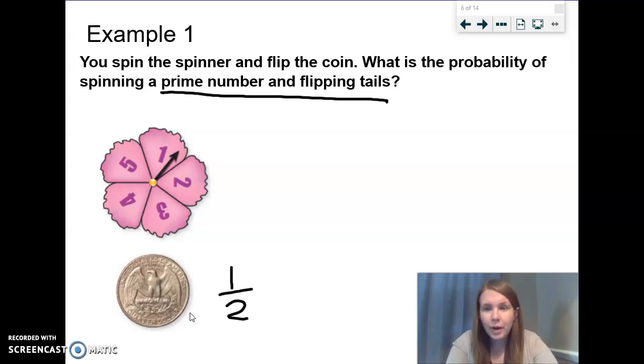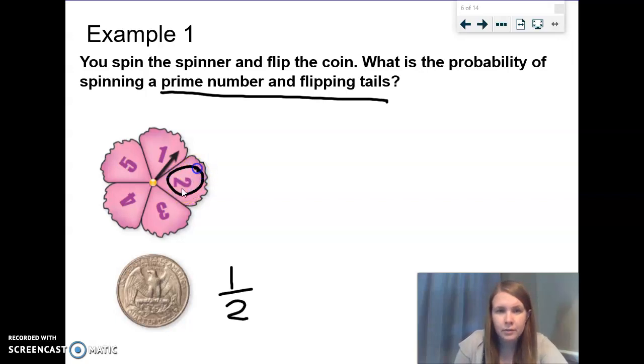Okay, so remember that prime numbers are anything that you can divide only by itself or 1. So in this case, 1 isn't. But 2 is, because you can only divide 2 by 1 or by 2. 3 is. Same thing happens. 4 isn't though, because 4 we could divide by 1, by 4, and by 2. But 5 is. So on this one, you have 5 possible outcomes, and 3 of those are prime.